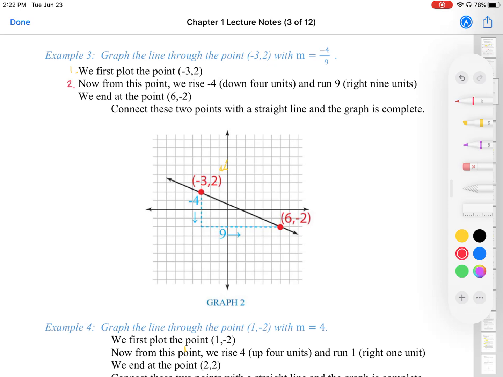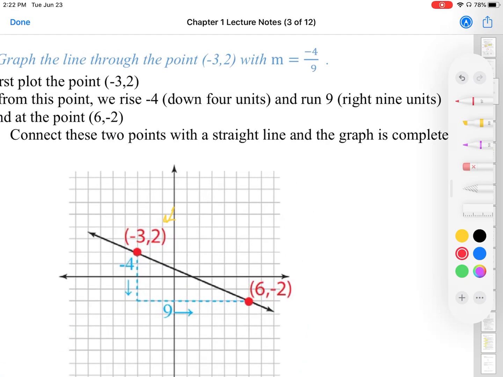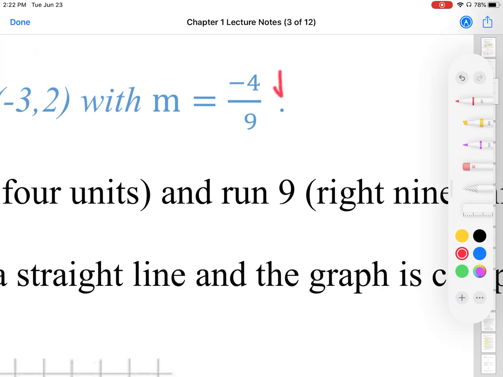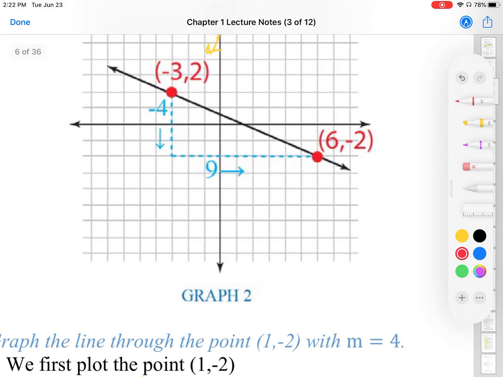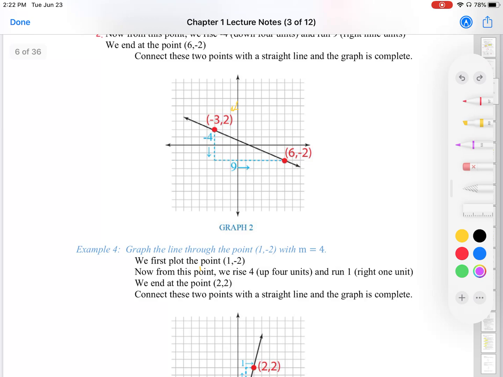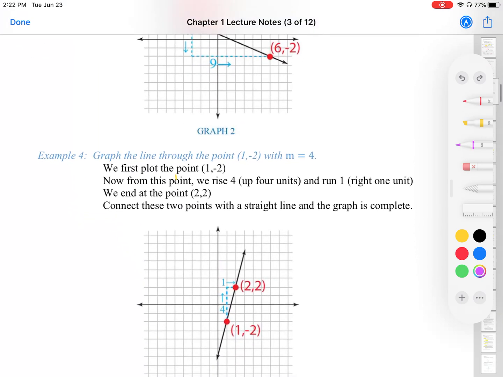So step 2. Now from this point, we have a rise over run, so I have a -4, let me zoom in, have a -4, so I'll go down 4 units. I have a +9, so I'll go to the right 9 units. We're going to use this movement from our point that we set up. All right, so we have our point, and we said we're going to go down 4, which we see highlighted here, and then we're going to go to the right 9. And that gives us another point. We connect the 2 points, and we have a line.